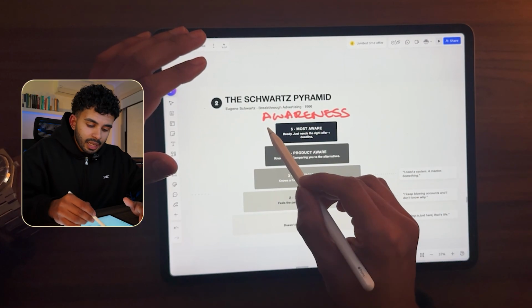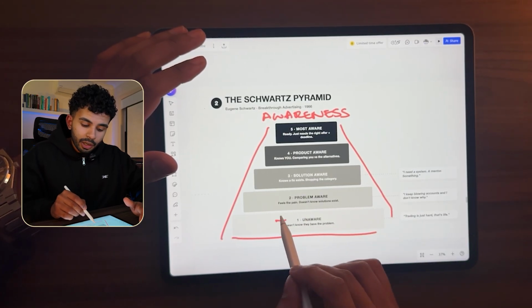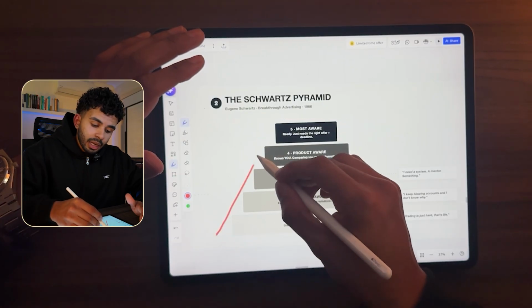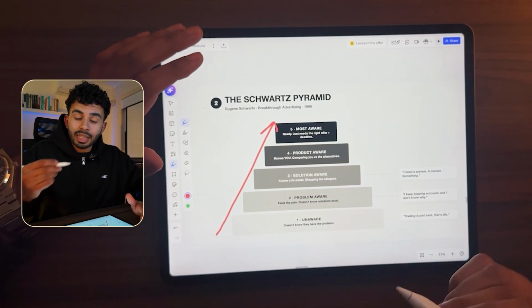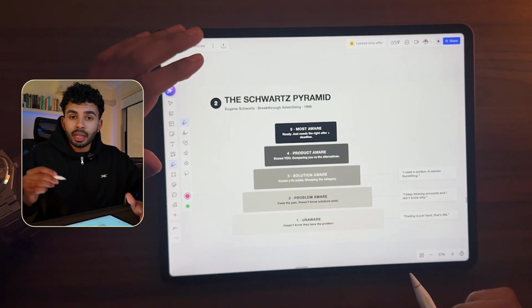Now, Schwartz had this exact pyramid of awareness. And in the pyramid, there were 5 stages: people that are unaware, problem aware, solution aware, product aware, and then most aware. Now, as you ascend up the pyramid, the likeliness to convert increases, but the population also decreases. Now, what do each of the levels of awareness mean?